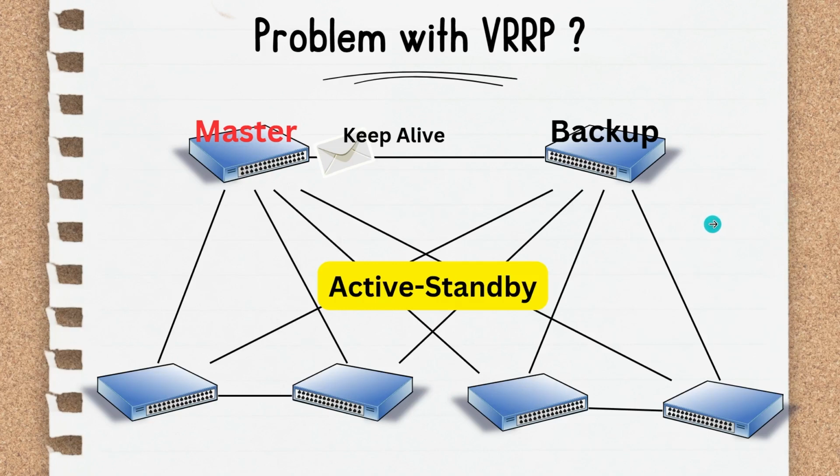And the problem with VRRP is that it works in something called active standby mode, right? Whenever there is one master and one backup, until and unless the master goes down, the backup will not be activated. So all the traffic will just have one entry point and one exit point. So this master should be capable of handling all the traffic. In some cases it might cause a bottleneck, because there is lots of traffic.